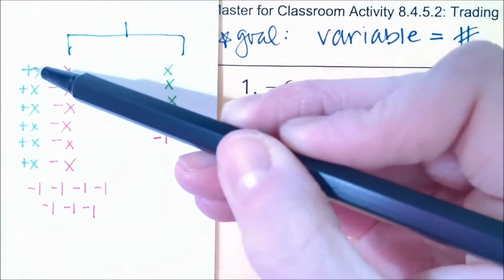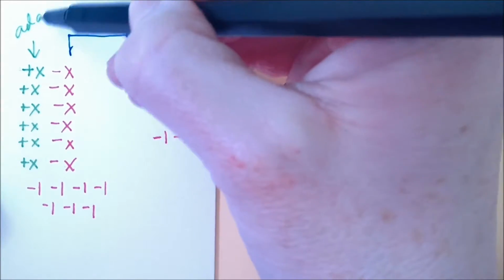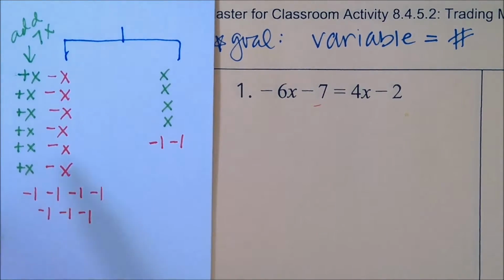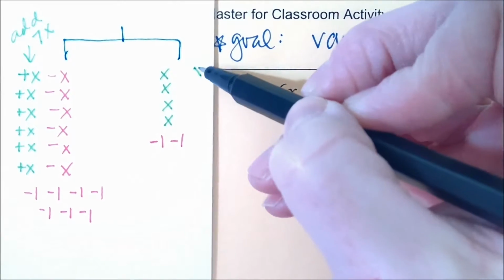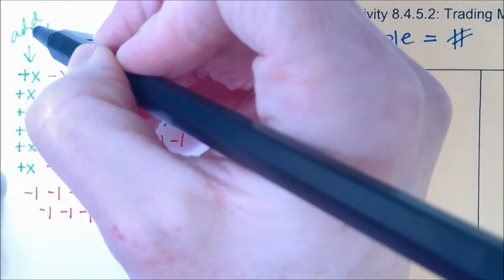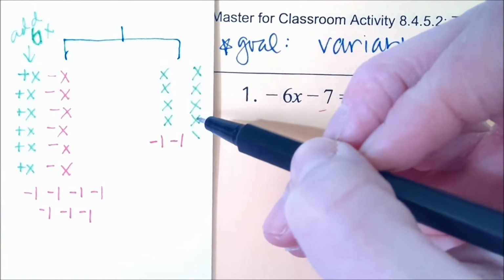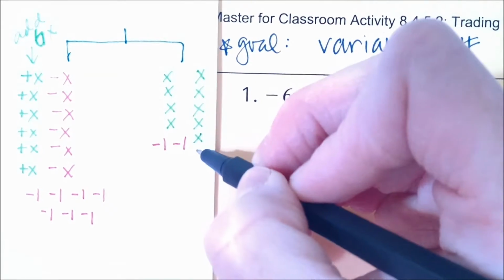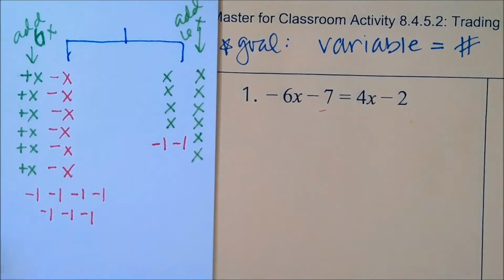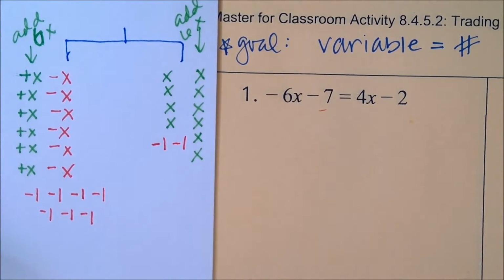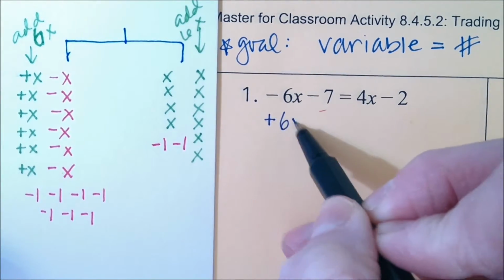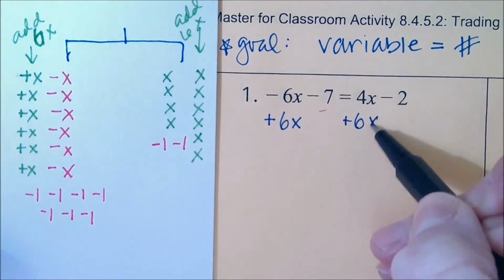So on the left side, I added 6 positive x's. Whatever you do to one side, you have to do to the other. So I'm going to add 6 x's over here. Whatever you do to one side, you do to the other. Now, if I go over to my equation, I'm just going to write down what I did. I added 6 x's to the left, and I added 6 x's to the right.